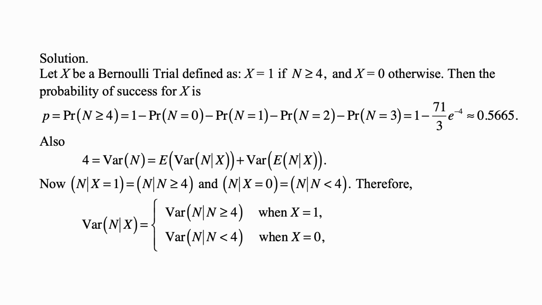Also, the variance of n, which is 4, because that's the parameter of this Poisson distribution, is equal to the expected value of the variance of n given x plus the variance of the expected value of n given x. Now, n given that x is 1 is n given that n is greater than or equal to 4, and n given that x is 0 is n given that n is less than 4. So the variance of n given x is equal to the variance of n given that n is greater than or equal to 4 when x is 1, and it's the variance of n given that n is less than 4 when x is 0.